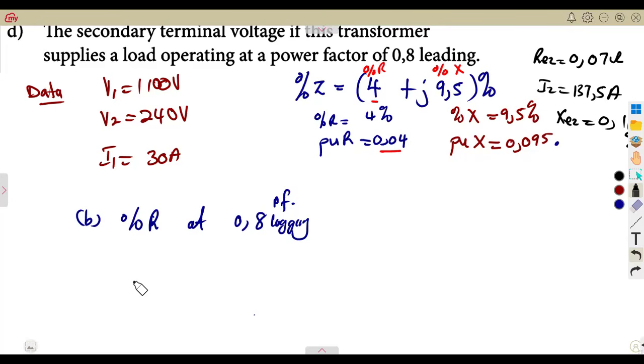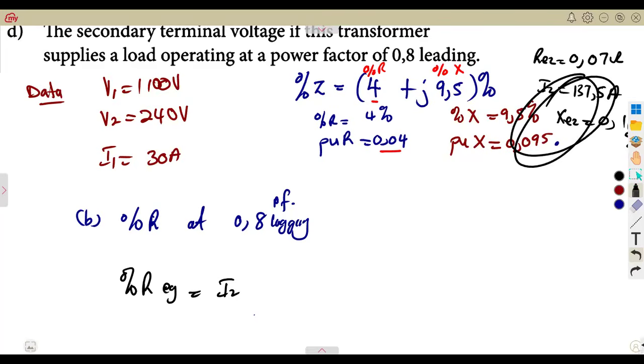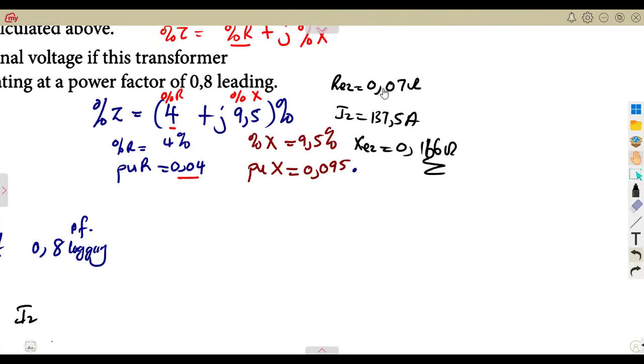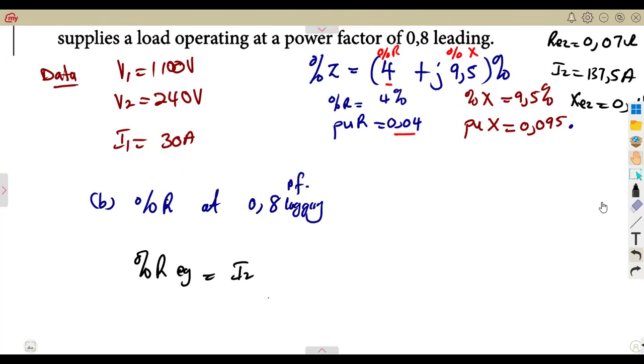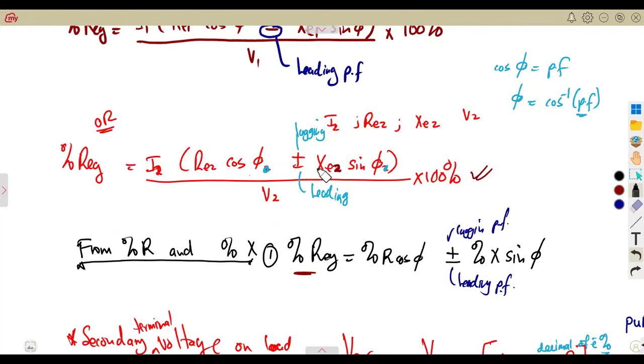Our formula states that the percentage regulation, since you're dealing with information that we calculated from the secondary side, will use the secondary side quantities: RE2 times cos phi. Like I said, you can use phi too, depending on the textbook. They are saying it's lagging, and wherever a lagging is, that is where you use the plus. The leading is a minus. So you're going to use a plus because it's lagging. So this is our formula as it is because we're dealing with a lagging.